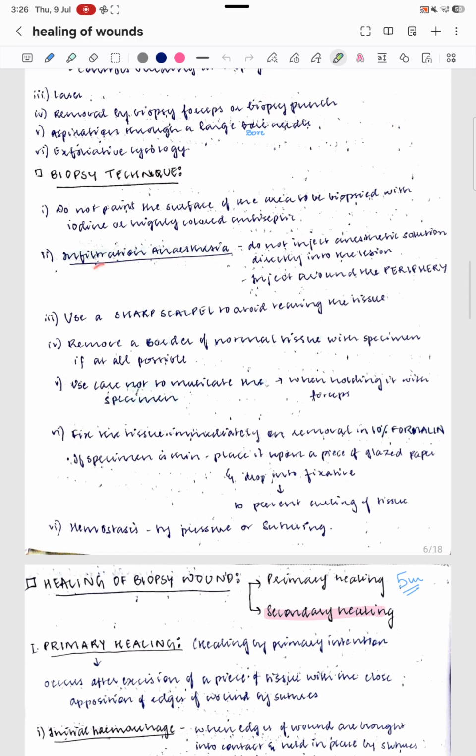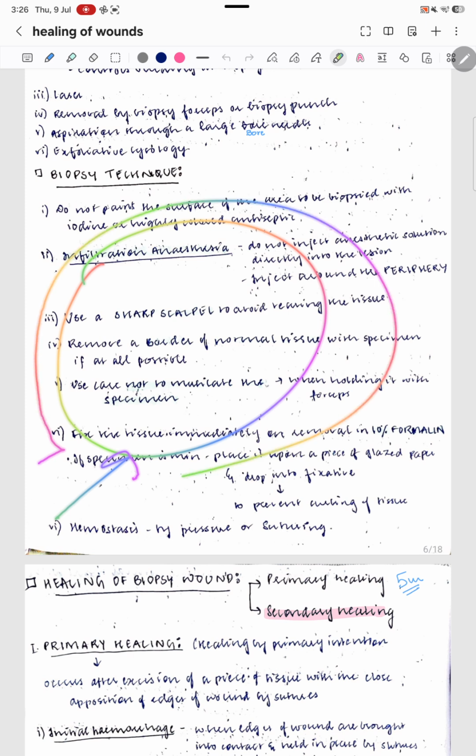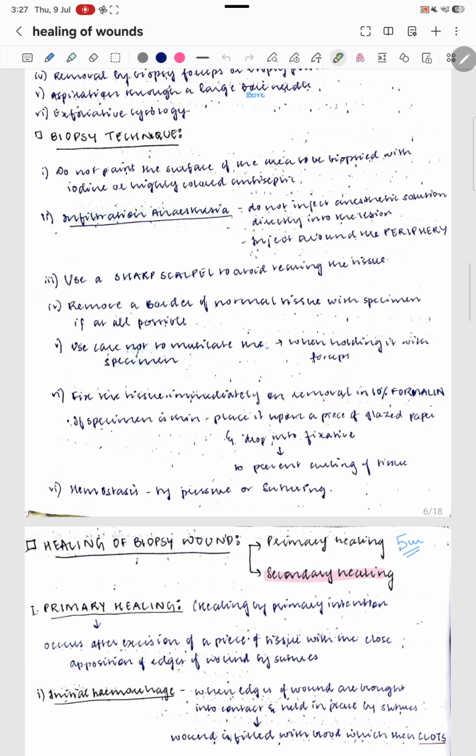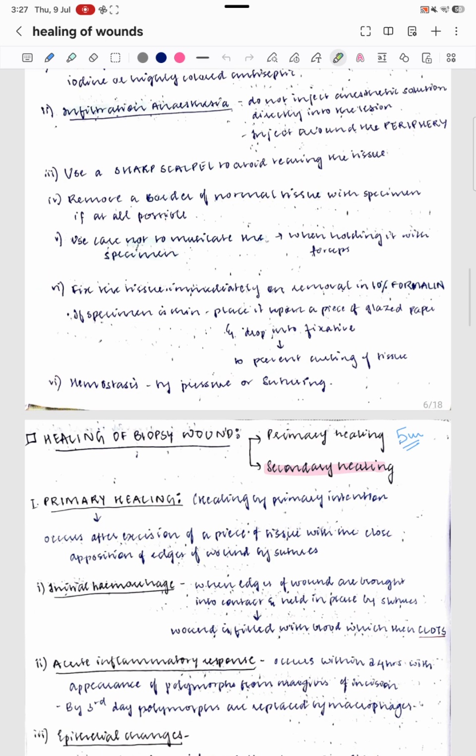So first we mark the borders, then in the periphery we insert the anesthesia, then we use a sharp scalpel and cut the tissue and remove the border of the normal tissue. Then care is maintained, and we hold the forceps and remove the specimen.